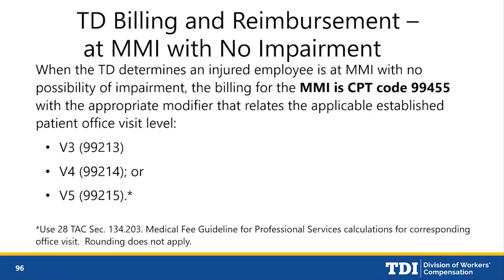So if your treating doctor evaluates the patient and they're at maximum medical improvement with no possibility of impairment, and of course, that's the treating doctor's role. We want them to do this type of exam. They're in the best position to know whether or not this person is as good as they're going to get medically from this injury. So with the treating doctor's determination that they're at maximum medical improvement with no possibility of impairment, you would bill 99455, again with that appropriate V code. And then you're going to be reimbursed according to the medical fee guideline for that corresponding office visit level.